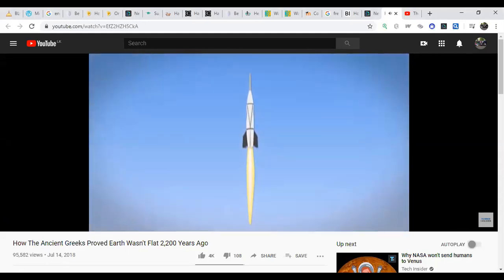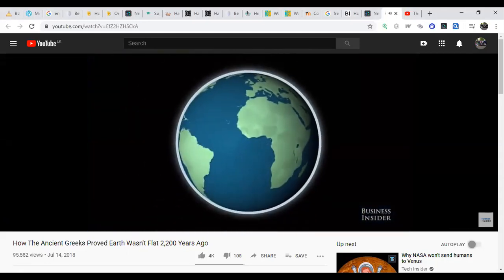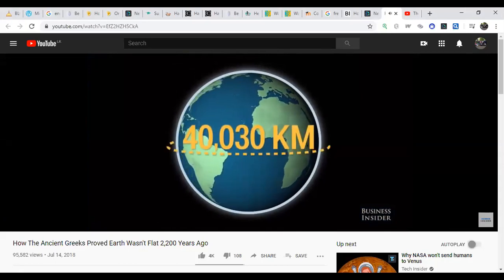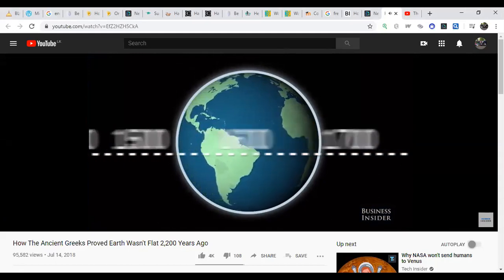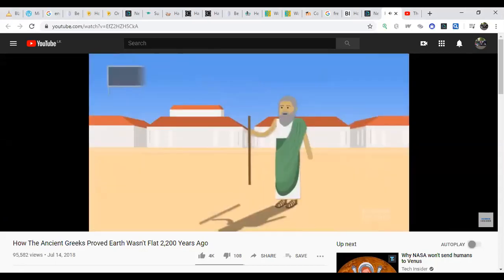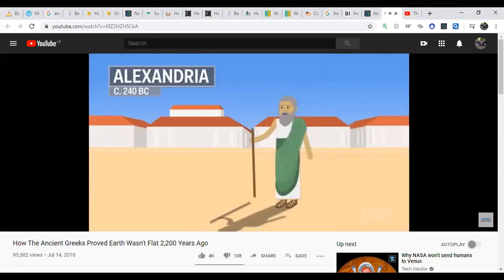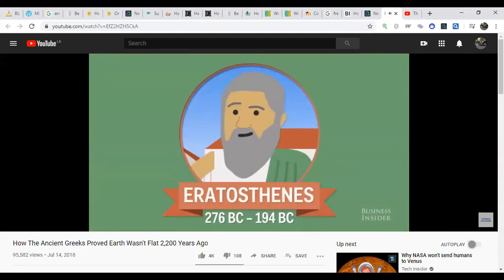In the mid-20th century, we began launching satellites into space that would help us determine the exact circumference of the Earth, 40,030 kilometers. But over 2,000 years earlier in ancient Greece, a man arrived at nearly that exact same figure by putting a stick in the ground. That man was Eratosthenes, a Greek mathematician and the head of the Library of Alexandria.